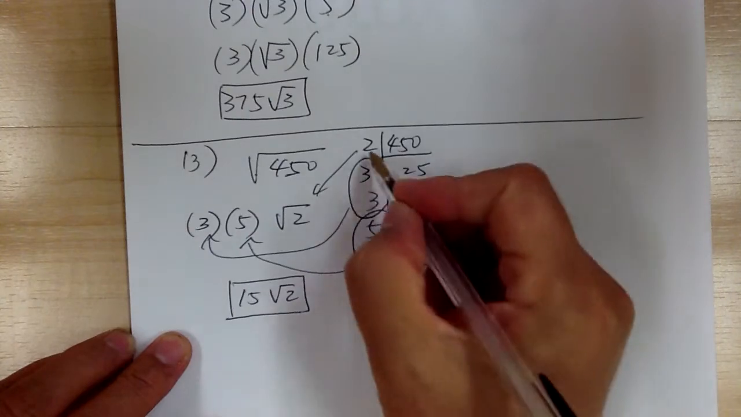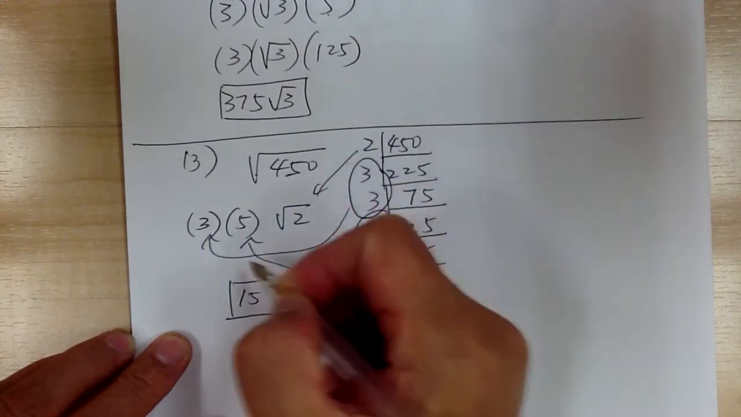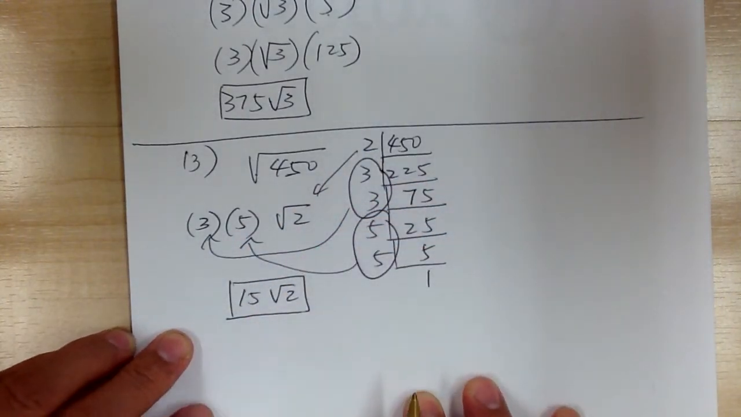Okay, again, you don't have to draw the arrows. I'm just drawing the arrows to show you where all those numbers came from.